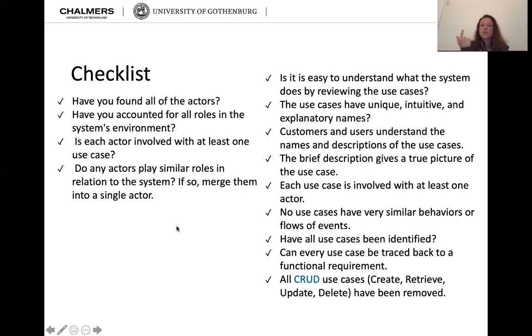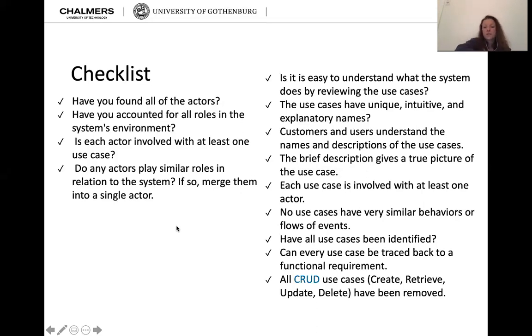Customers and users understand the names and descriptions of the use cases. So make sure you use the language of the domain and at a level that your users can understand it. The brief description gives a true picture of the use case, so it should be an accurate description. And each use case is involved with at least one actor. There can be several, but no use case is just floating around by itself without an actor attached.